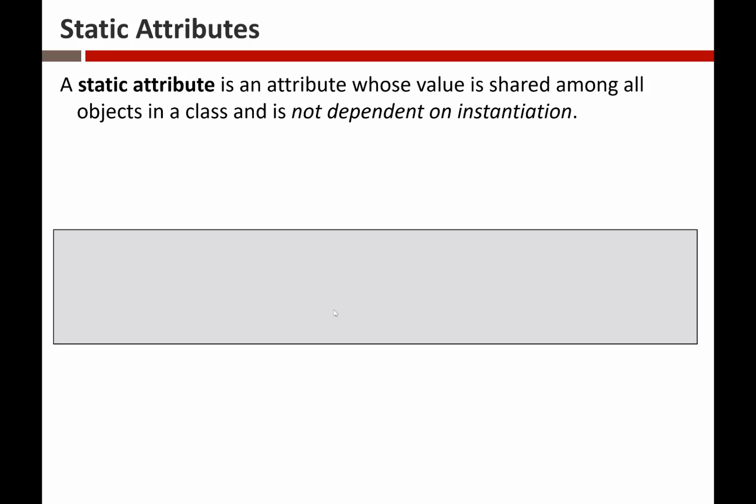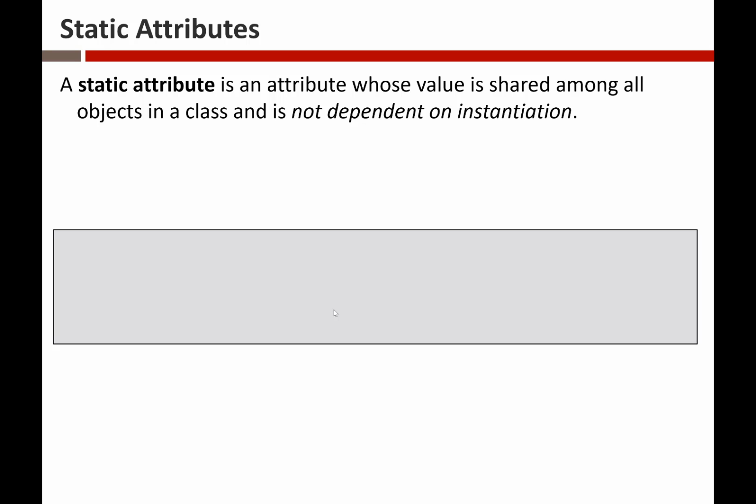A static attribute is an attribute whose value is shared among all objects in a class and is not dependent upon instantiation. In my program that we have right here, if I created 3 vehicle objects, vehicle 1, vehicle 2, and vehicle 3, every one of those drivers would have its own distinct name. Vehicle 1 could be driven by Bob, vehicle 2 could be driven by Kelly, vehicle 3 could be driven by Sue.